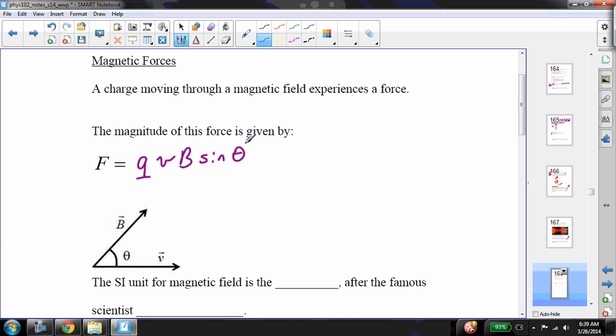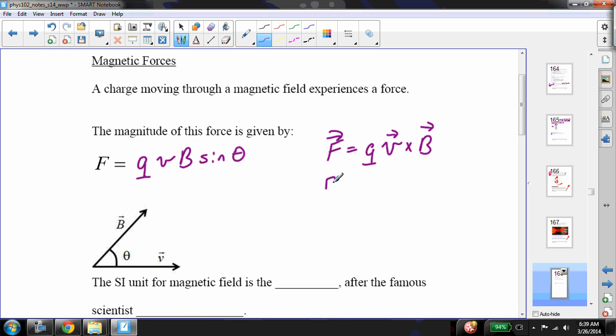This comes about if you're in Calc 3. I know most of you aren't, but if you've ever had Calculus 3 or vector calculus, it comes about because it's equal to the cross product of V and B. Right? You might see this elsewhere. I'm going to have a couple of links for the right-hand rule and some things that we'll see. And this is all in the context of the right-hand rule.